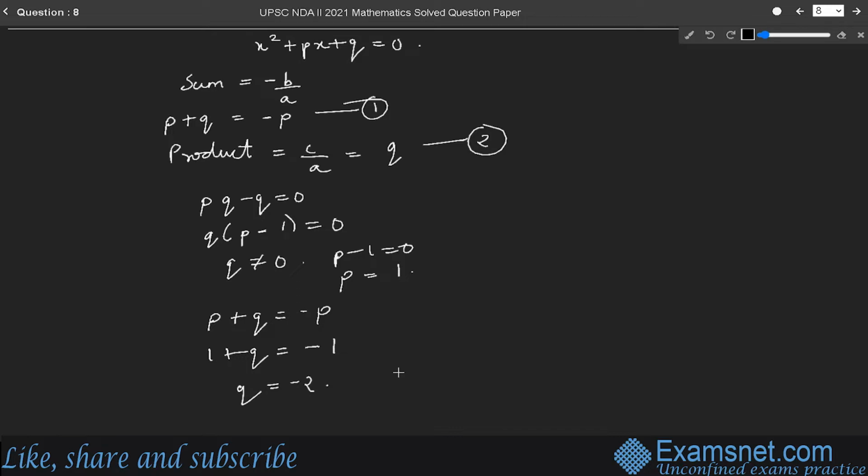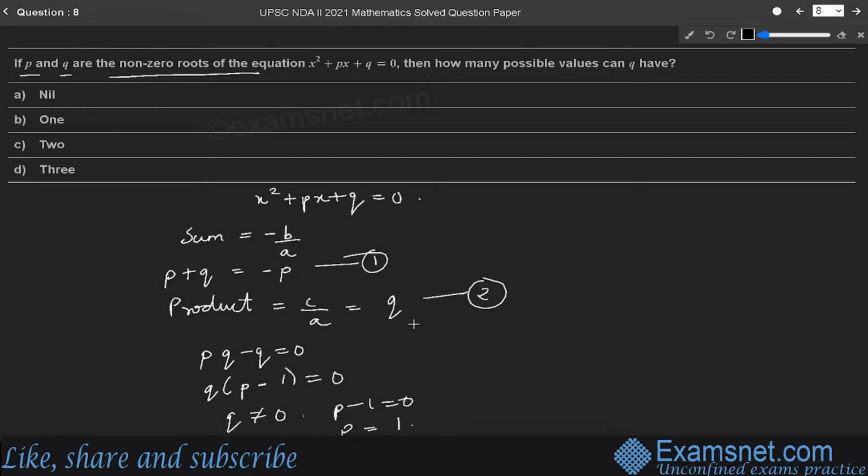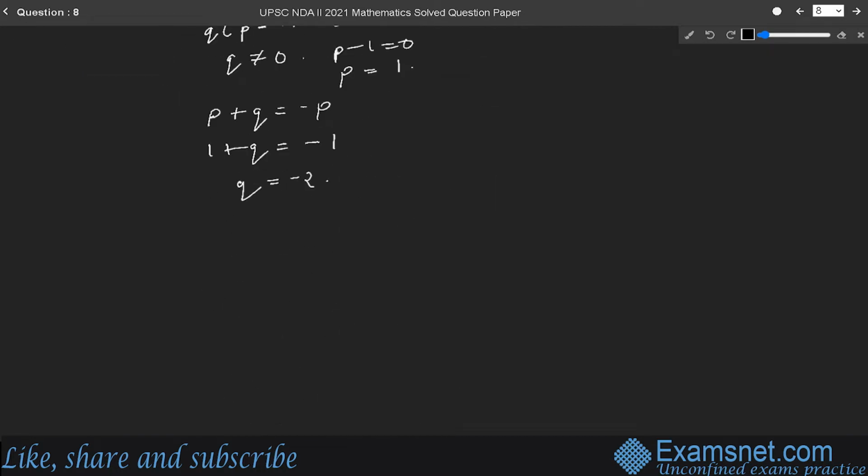See, the questions from quadratic equations are very simple. Only you have to know the basic formulas of sum of roots, product of roots, and then you will easily get the required values. Therefore, correct option for this question is option number B, which is 1. Because in the question it is asked that how many possible values can q have. So, q has only one possible value.